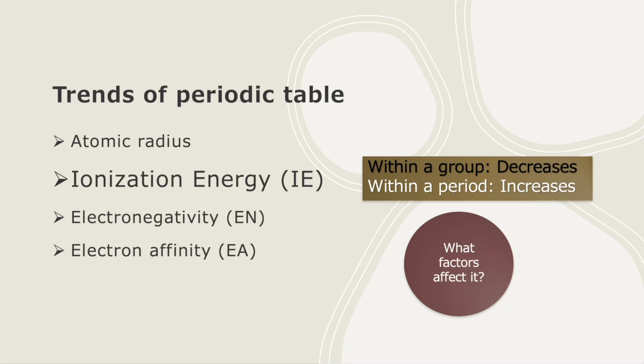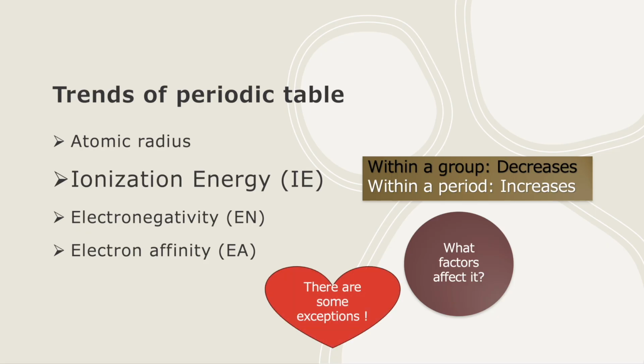Now, there are some exceptions. So while ionization energy generally increases across a period and decreases down a group, there are a few notable exceptions. For example, in groups 2 to 13, we have beryllium, whose ionization energy is 899. We have boron, whose ionization energy is 800. So why the decrease in ionization energy?